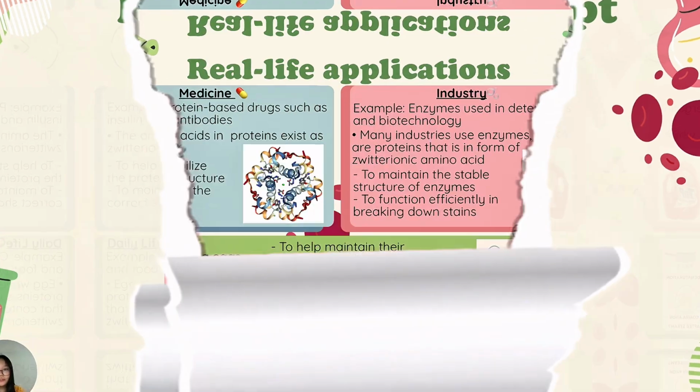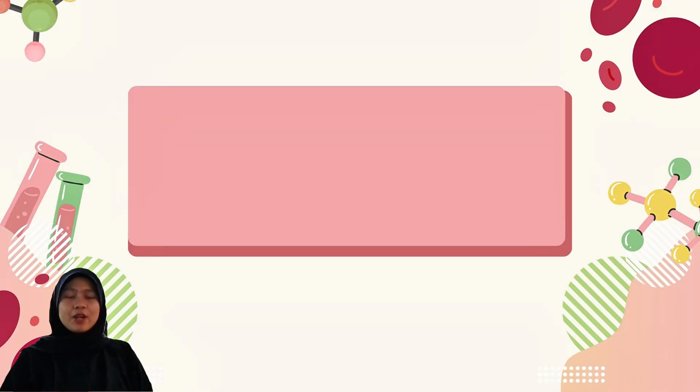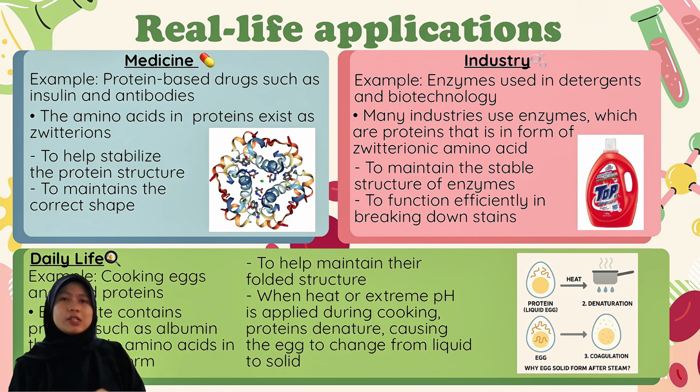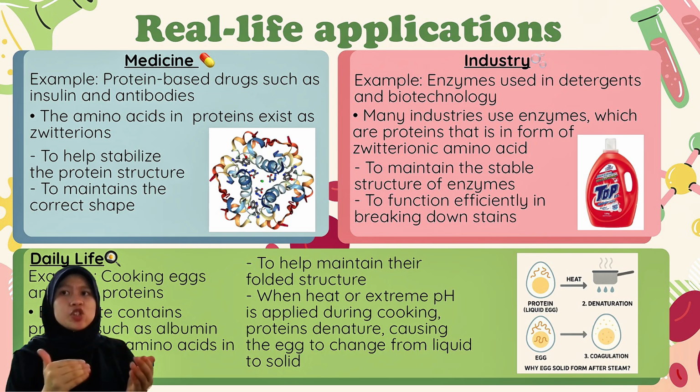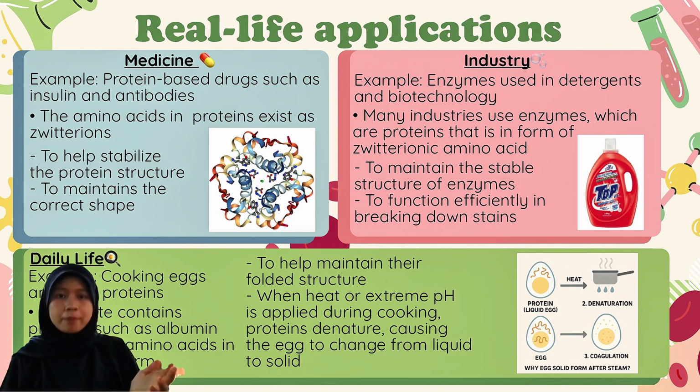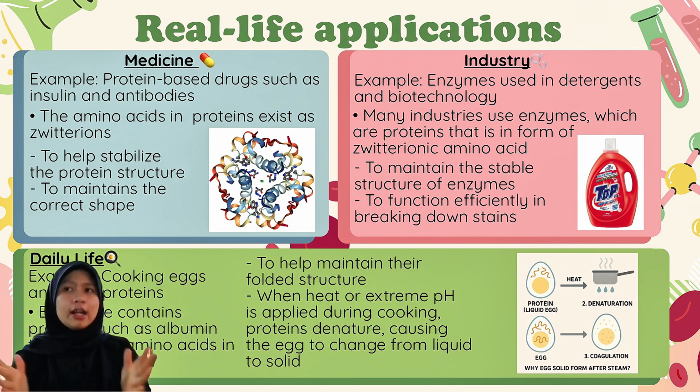Thank you. I'm Atika Maisara, and right now I will explain the real life application. There are three categories. The first category is medicine, for example, protein-based drugs such as insulin and antibodies. Basically, the amino acids in protein exist as zwitterions. It helps stabilize the protein structure and maintain the correct shape.